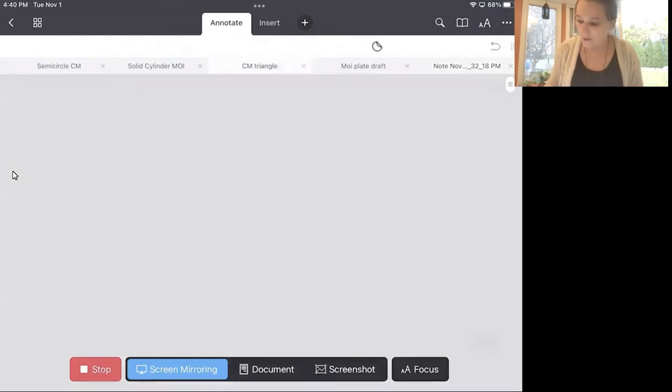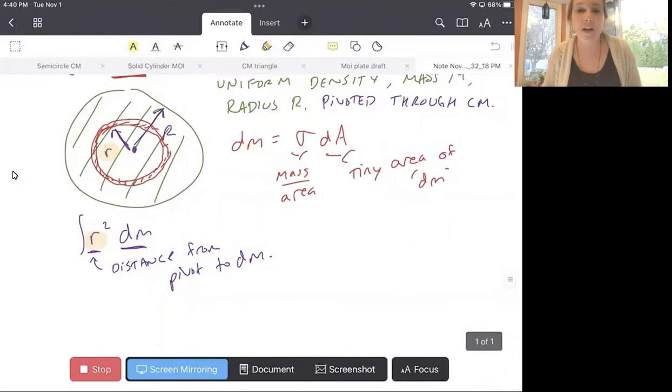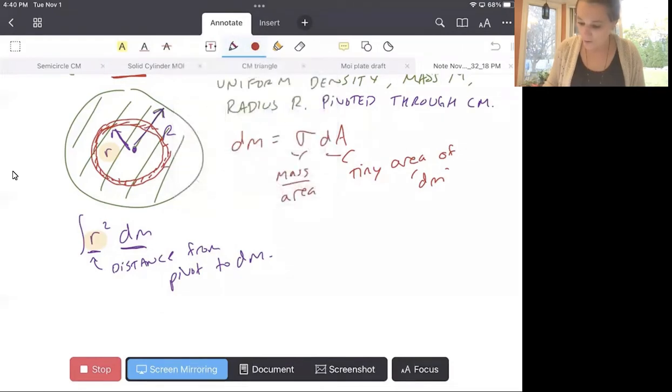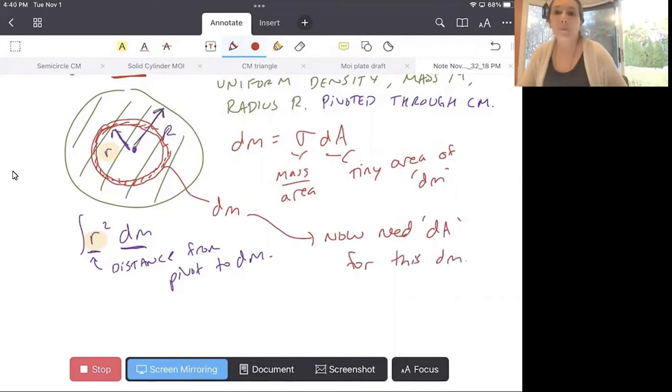If I've identified a dm, then what I can do is try to figure out what my dA is for that. So if this is my dm, now I need my dA for this dm. So the dA is just the area of that thing I drew.